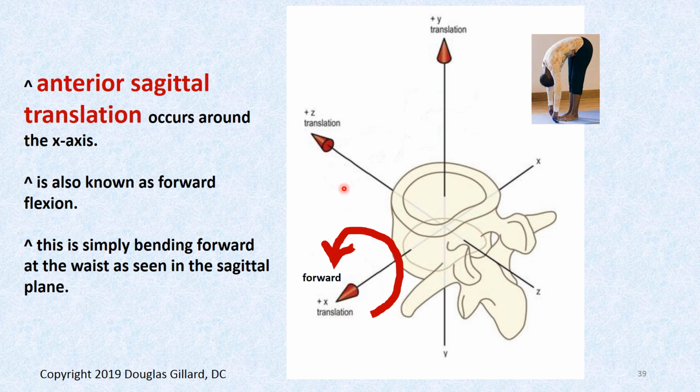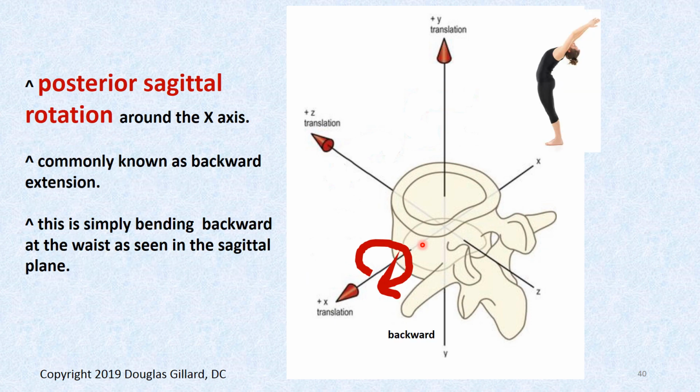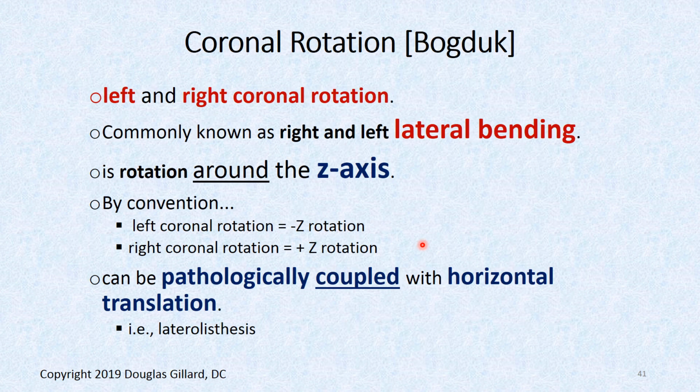Could it rotate around the z-axis? No. No way. You'd have to break the pole. You can't break the pole. You have to twist around the pole. Got it? Extension, posterior sagittal rotation, commonly known as backwards bending. Pretty straightforward there. Now let's go back to that A to P view in the front.